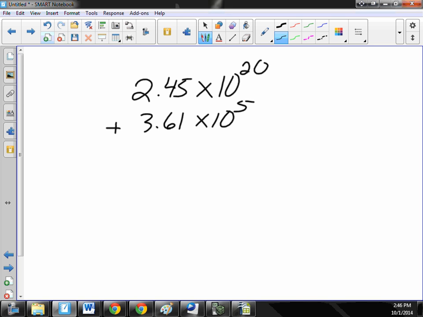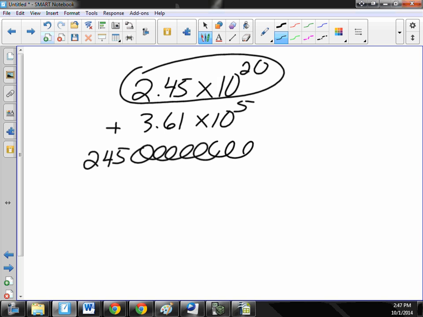Let's think about this. How big is this number? Huge. How big is this number? Not nearly as huge, right? So the answer is basically that, because the other number is so small. It's 245 with 18 zeros. And then we have 3610000. Is it even worth adding? No, because we're going to round it off.